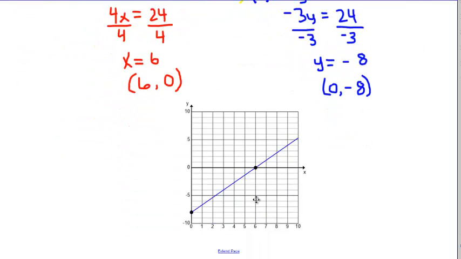If we scroll down and look at our graph here, we can see that we have the point (0, -8) and the point (6, 0). We drew our line through those points, and we have our graph of our linear equation in this situation. That's really all you need to know for standard form. You need to be able to write the equation from a situation, identify the intercepts, and create the graph of that linear equation by graphing the intercepts.